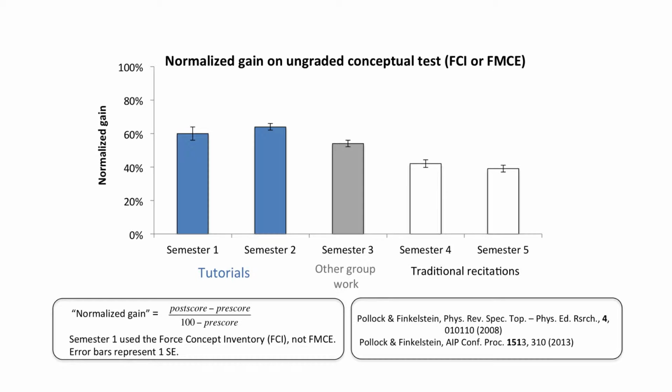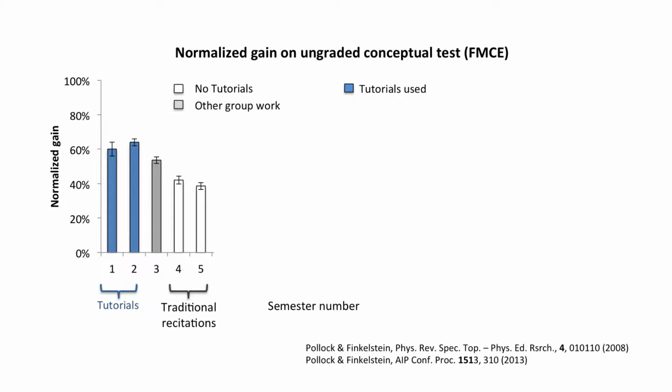So we had 3 semesters of data, and all 3 of those semesters had lower normalized gains on a variety of measures. They were enthusiastic and skilled faculty. The students just weren't learning as much. And then a faculty member came in and said, no, I really like these tutorials. I want to switch back. And the learning gains went back up again.